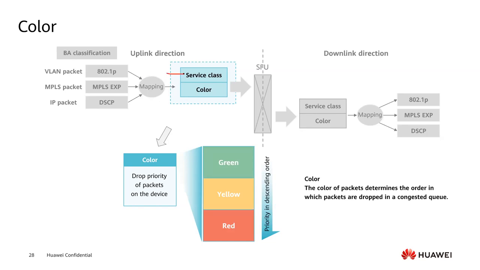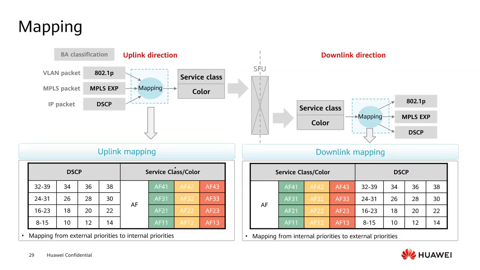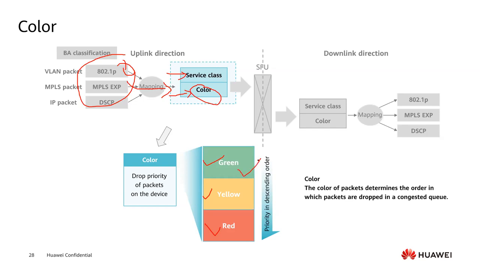Okay, and besides the service class, we also have another concept, which is color. So when the external priority is mapped into the inner classes, the device will also decide which color this packet has. Basically we have three colors: green, yellow, and red. Green, yellow, and red mean the drop rate. The green color means you will not have a lot of packets being dropped. The yellow means you have a middle chance of the packet being dropped. And if your packet color is red, it means that your packet has a very high chance of being dropped.